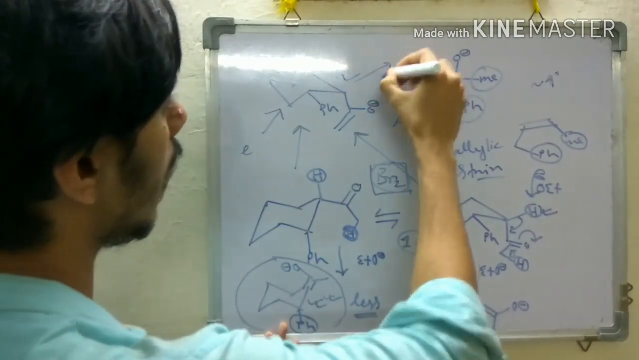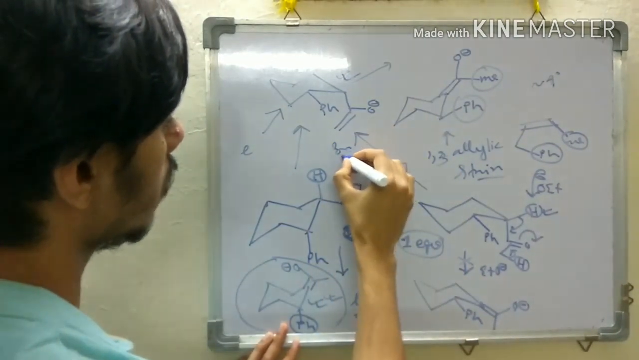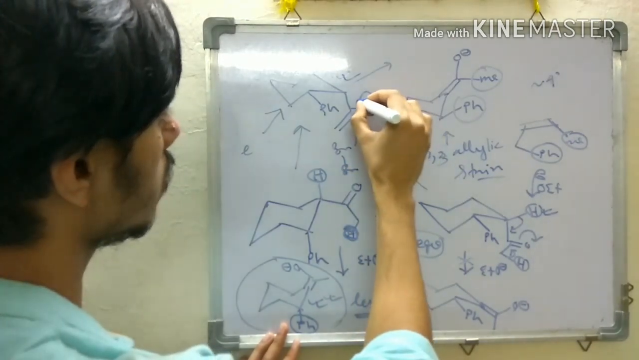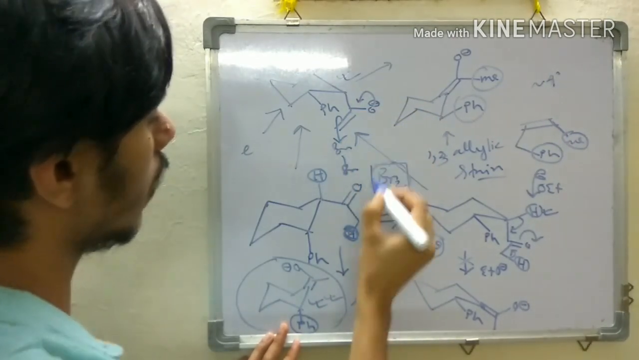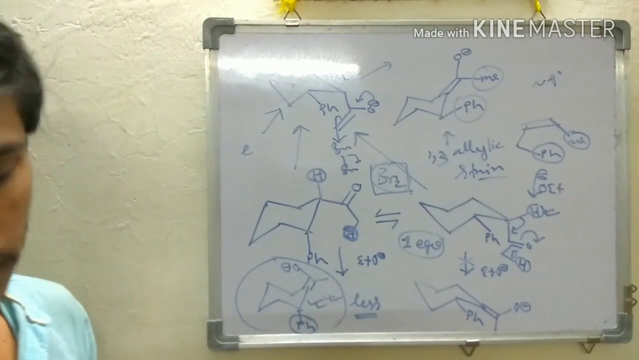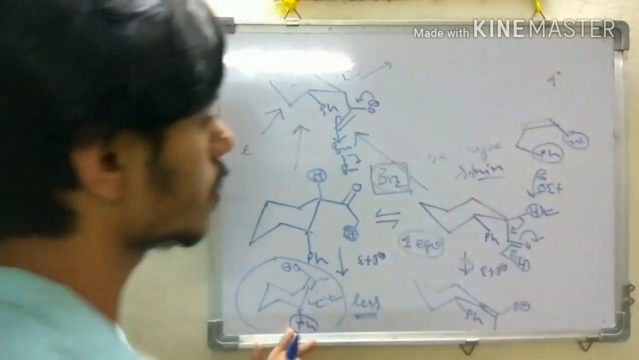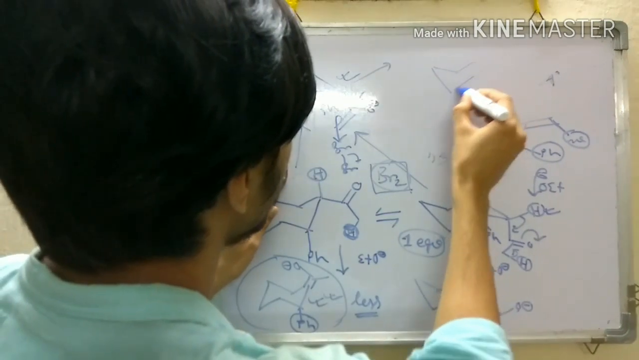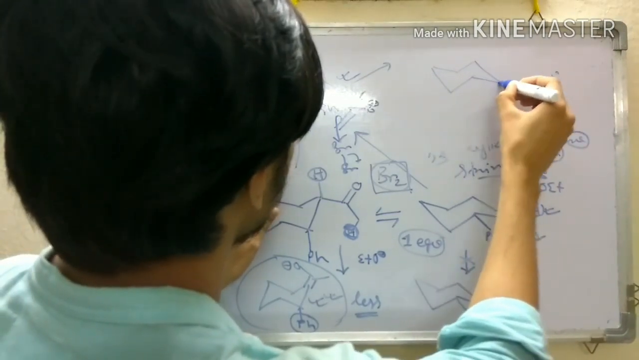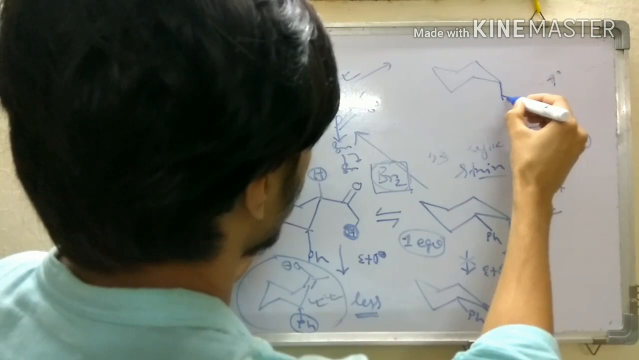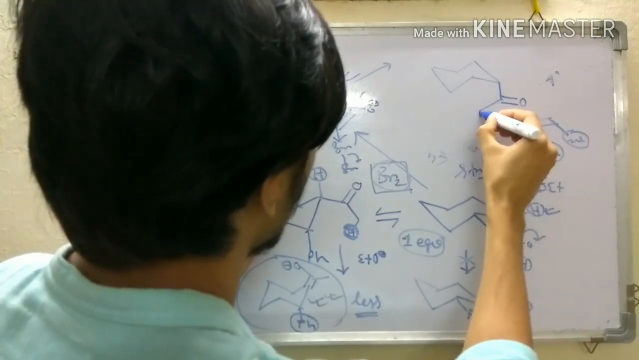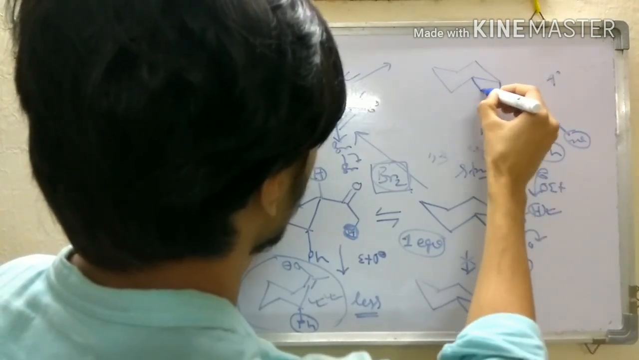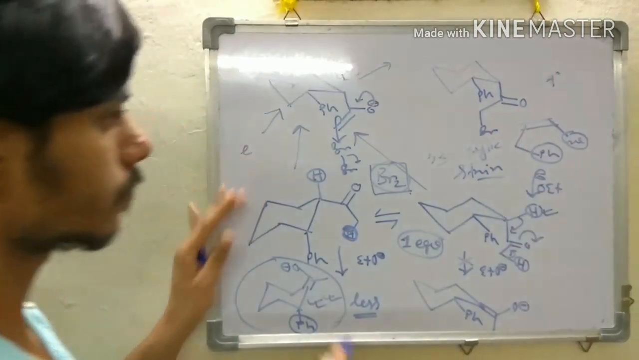And when you brominate this, this enolate will attack here, and you brominate this particular isomer to give you this bromine product.